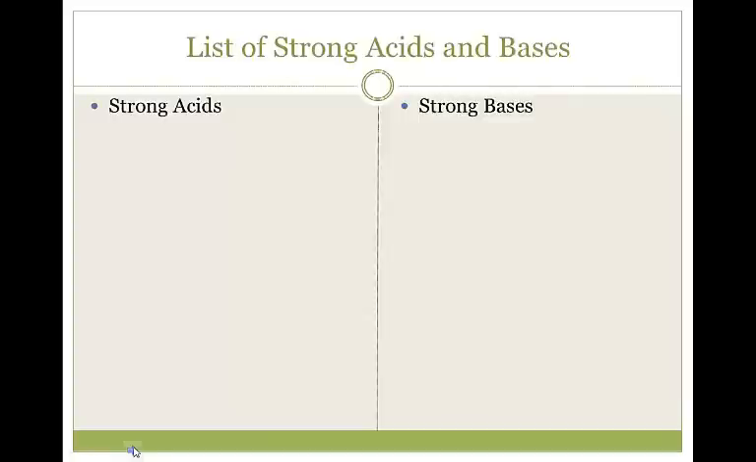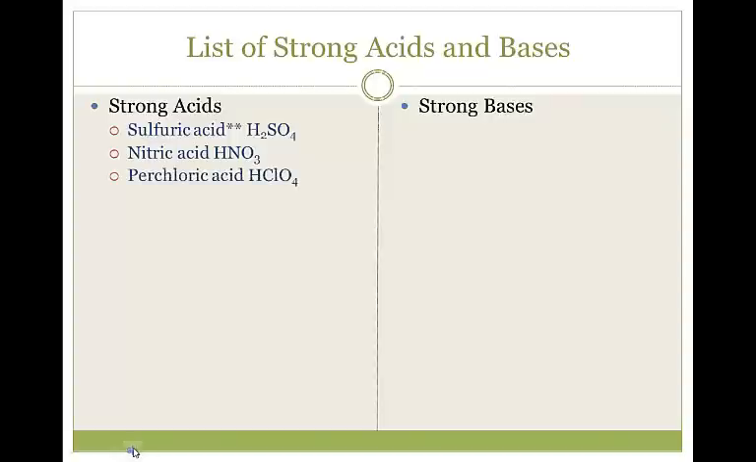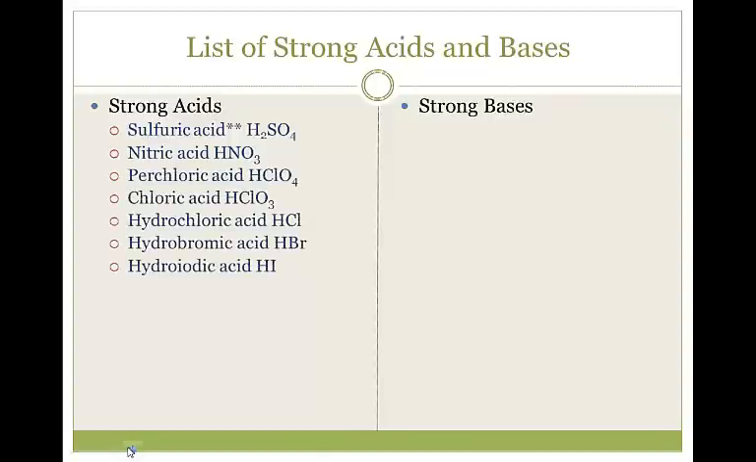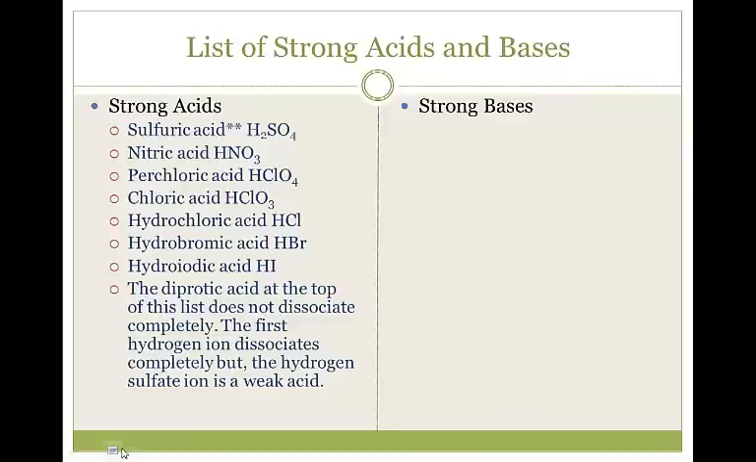Let's go ahead and list our strong acids and bases, and these just need to be memorized. You can pause this, obviously, and write these down, but we're going to get our strong acids here, and I said that there were 7. Most of them are monoprotic acids, as we see. The only one that's not is the top one, the sulfuric acid.